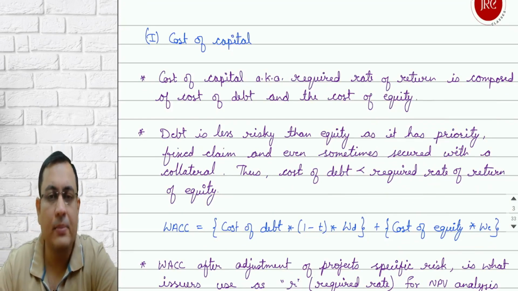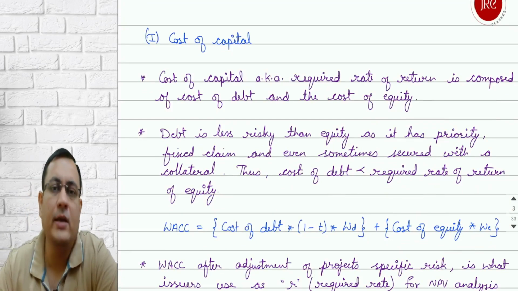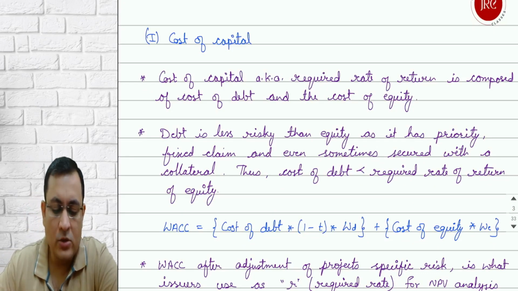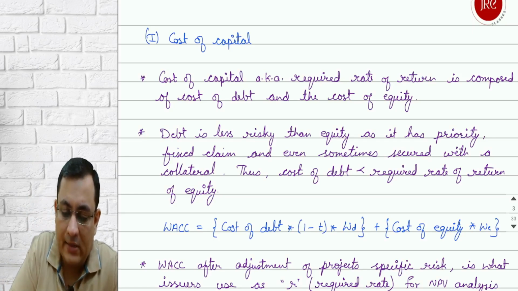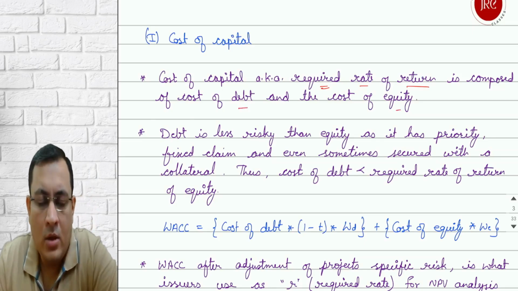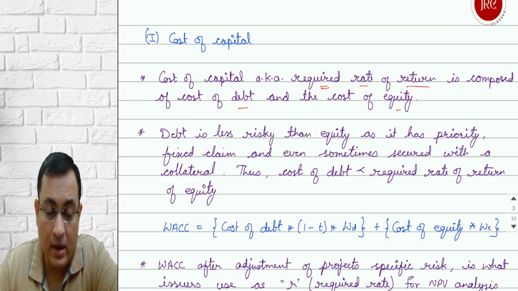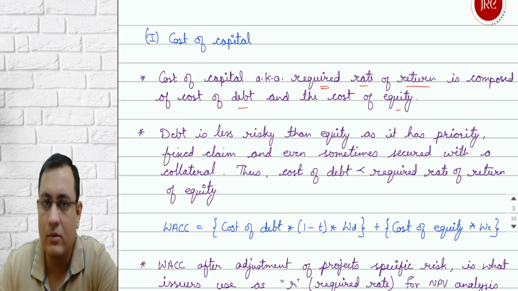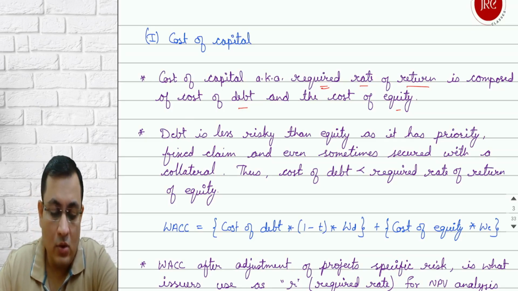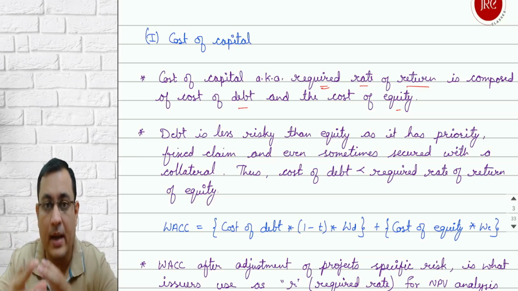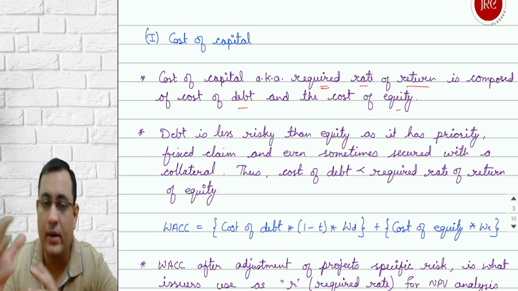Weighted average cost of capital, or cost of capital. Sometimes we say COC, cost of capital, and sometimes we say WACC, weighted average cost of capital. Cost of capital, also called the required rate of return, is composed of cost of debt and cost of equity. We have already used this cost of capital for discounting in case of valuation and in case of NPV calculation. So what is cost of capital? It is the combined required rate by both types of investors, that is equity as well as debt.